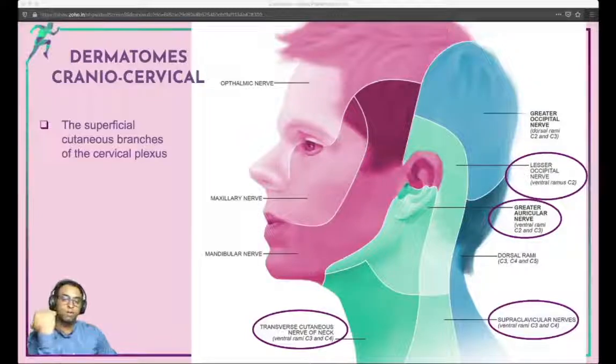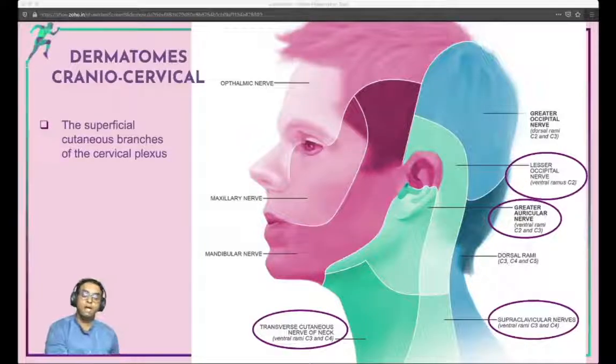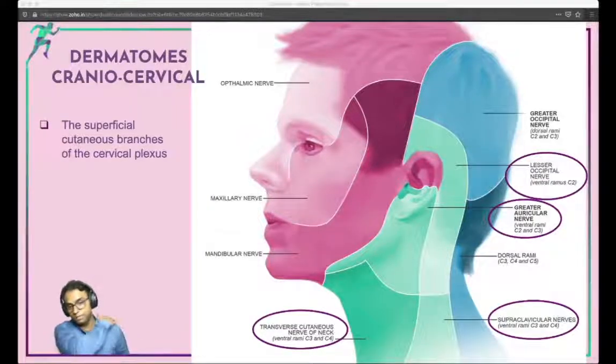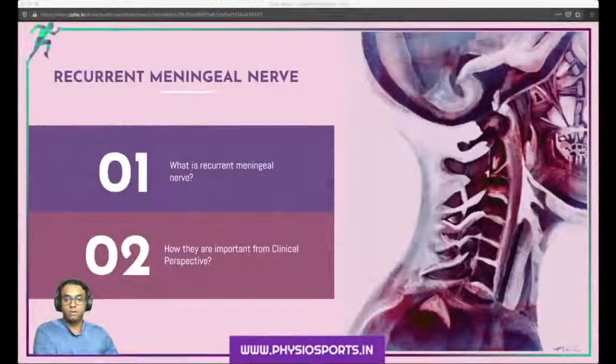Now this nerve is important from the clinical perspective because patients having head and neck pain also complain of pain radiating to the shoulder area, especially the posterior portion, in front of the clavicle up to the sternocleidomastoid. Let's have a look at the recurrent meningeal nerve and its clinical anatomy.